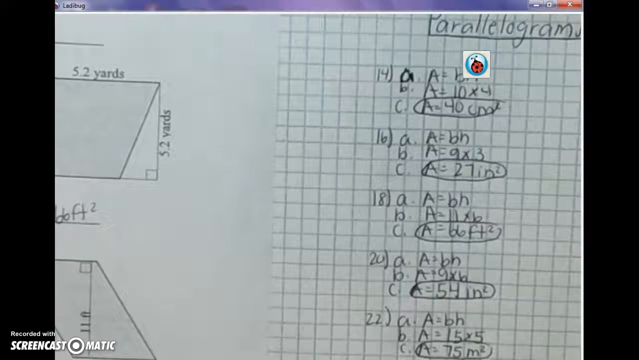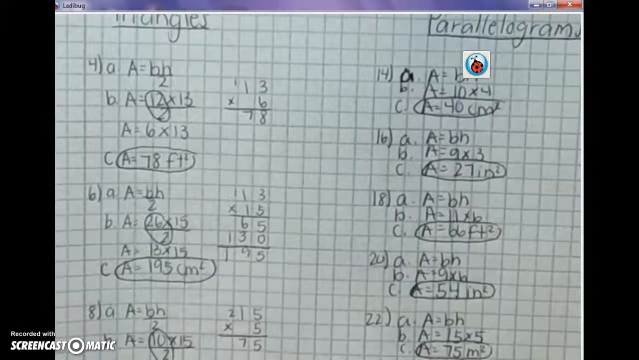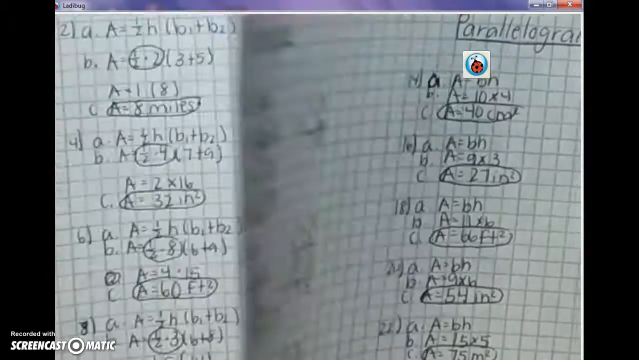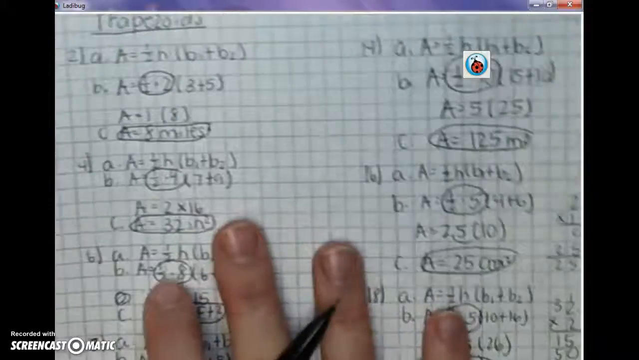Okay, if you have questions about that and you need the sub to replay it, please make sure you're asking him to do so. Okay, the next one we're going to go to is our trapezoids. Trapezoids are a little bit harder because the formula is a little longer. Okay, so for our trapezoid one, we're starting with number 2.